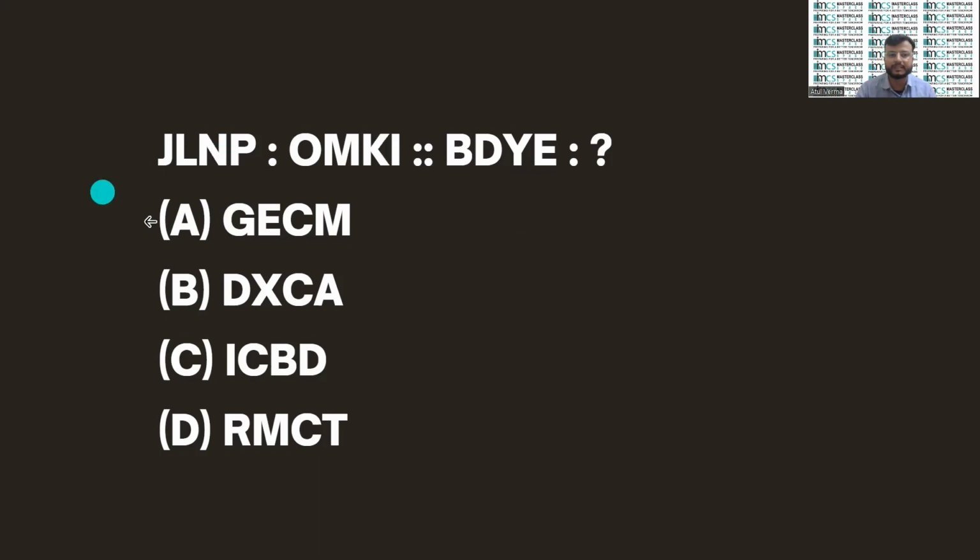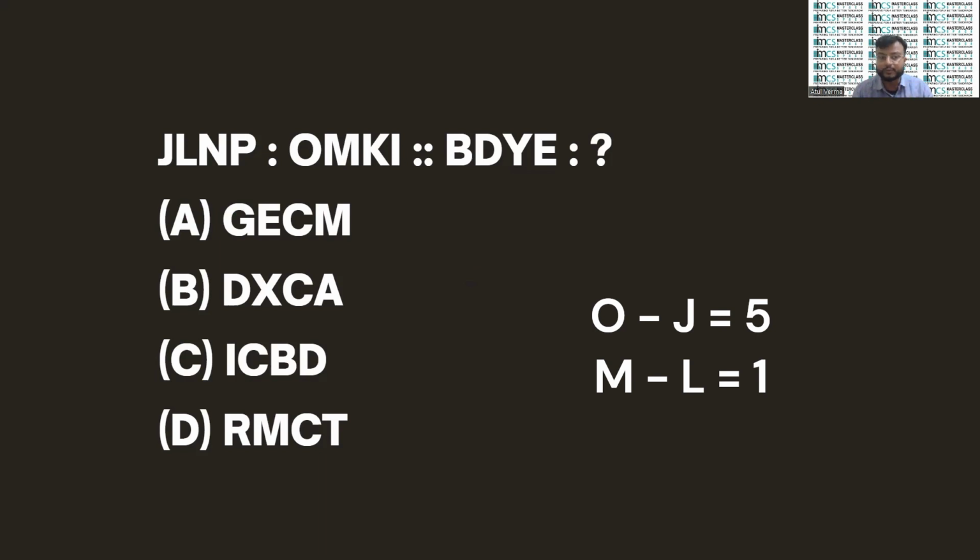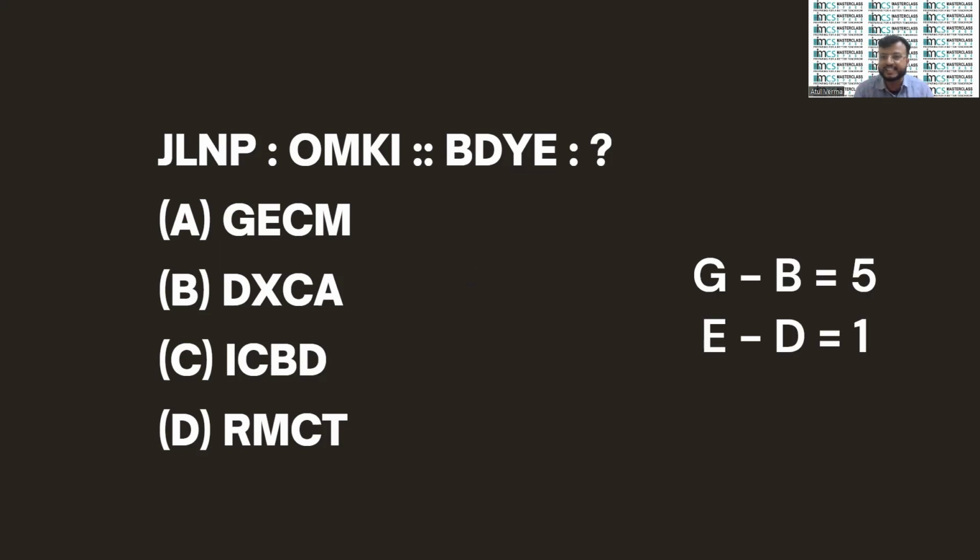So if we see the difference between J and O, it is five letters. L and M, it is just one letter. If we try to apply the same logic, we can see that the difference between B and G is five letters, and the difference between D and E is just one letter. So that way, we might be tempted to take A as the correct option. And trust me, we will see that there is no other option which is going with GE. We won't even give it a second thought. We will just match these two initial letters and we will just click it.